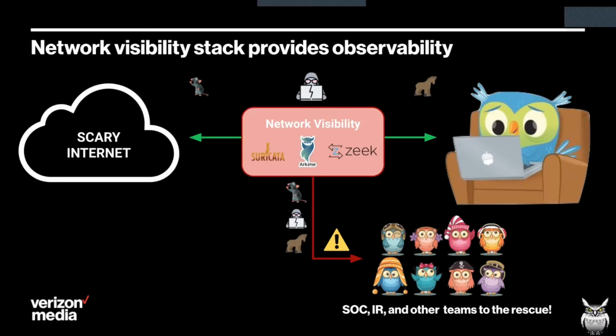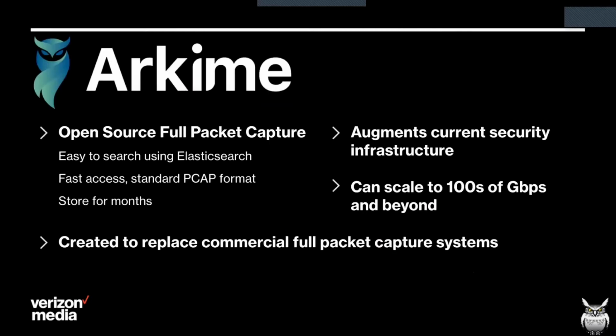And so how do we build this network visibility stack? We're going to focus mainly today on Arkime. Arkime, formerly Moloch, and we changed the name at the end of 2020, is a full packet capture system that's open source. That gives you complete control of what you want to do. Just like Suricata and Zeek are open source and give you complete control around IDS and other things, this gives you complete control over the deployment of full packet capture.